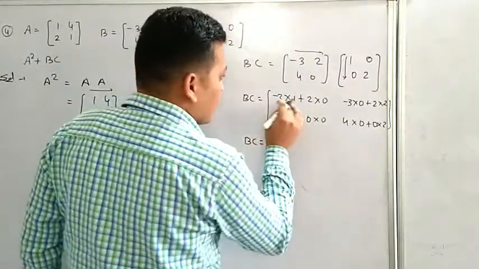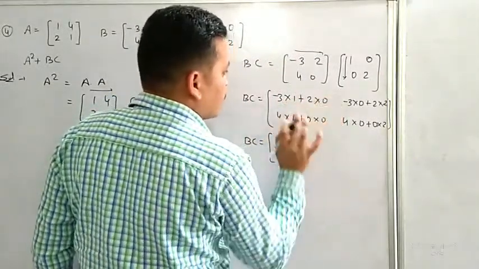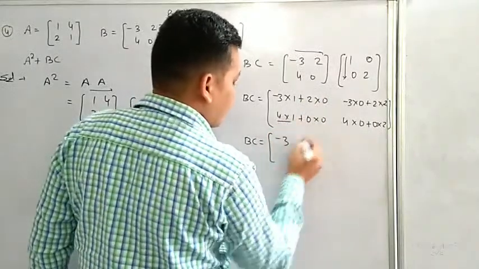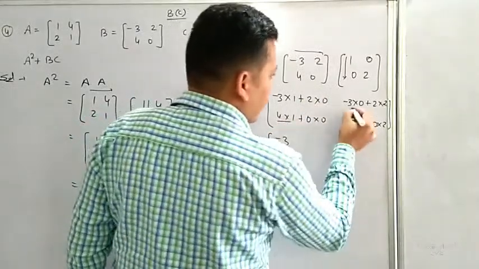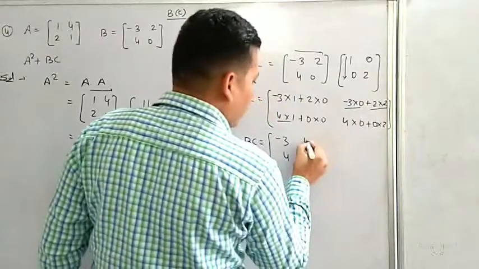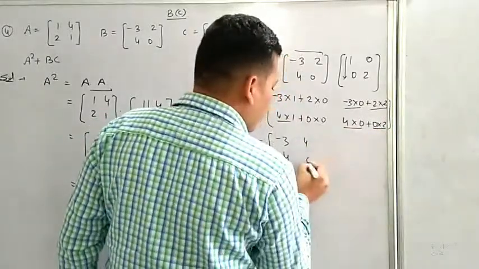So BC is equal to minus 3 and 2 into 0, 0, minus 3. 4 1 is 4, 4 into 0, 4. Next, minus 3 into 0, 0, 2 into 2, 4. 4 into 0, 2 into 0, 0.